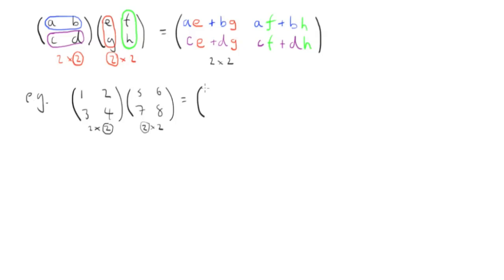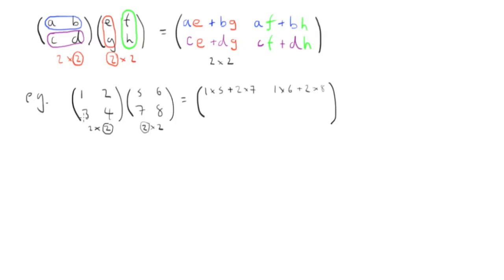So here I'll have 1 times 5 plus 2 times 7. That bit takes a bit of getting used to, but after a while you'll find it okay. So that's the first column done. Move to the second column. I'll have 1 times 6 plus 2 times 8.